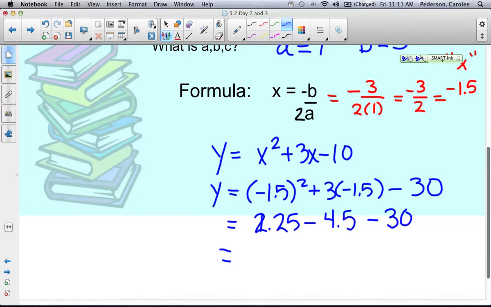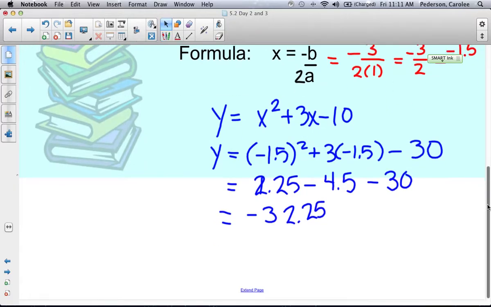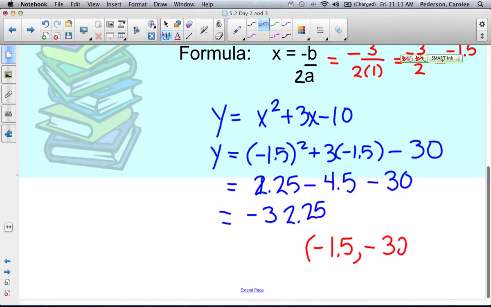Now we combine those three terms together to negative 32.25. Now we have the y value for our vertex. So to finish, we write it as an ordered pair. So the x value was negative 1.5. The y value is negative 32.25.